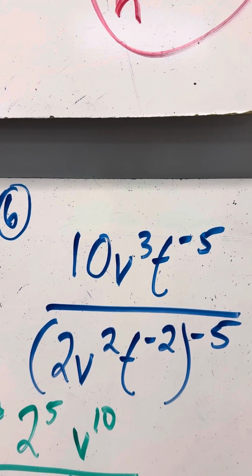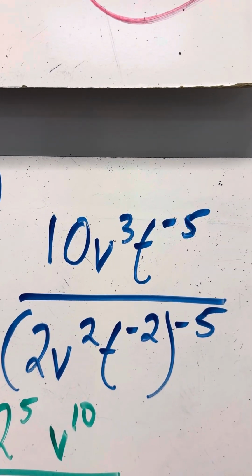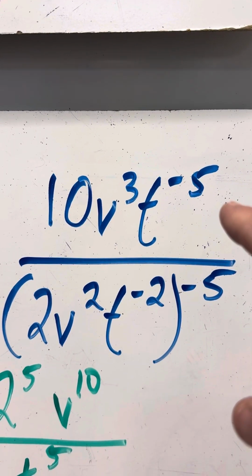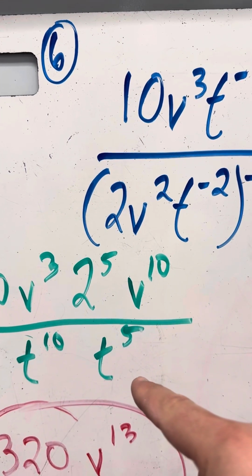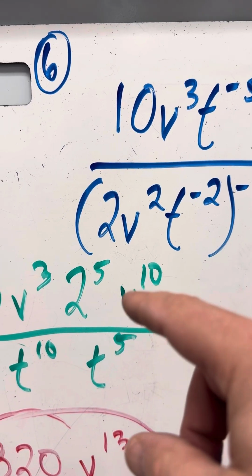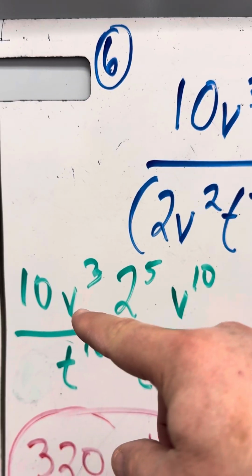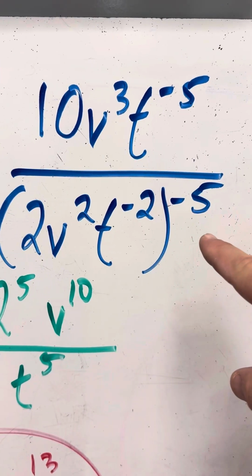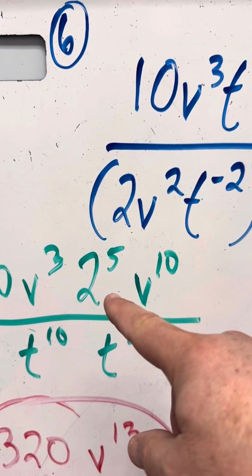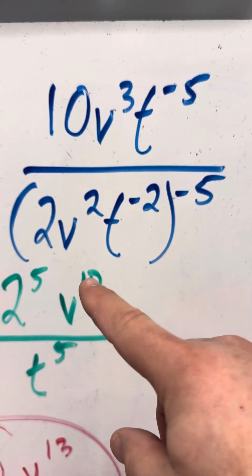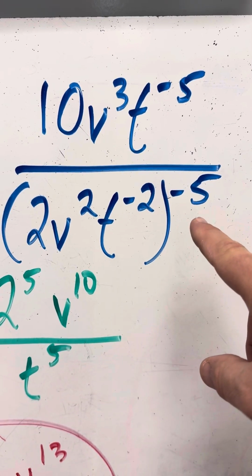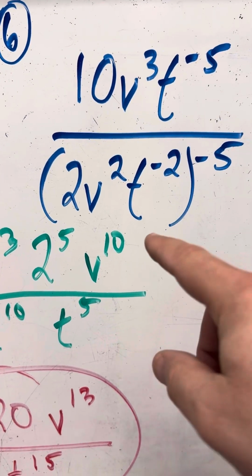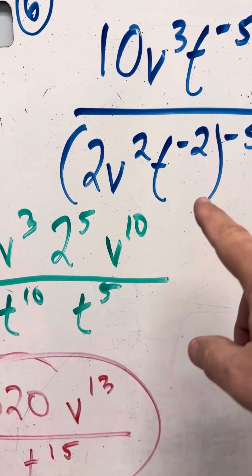Okay. I'm going to take, in this problem, I'm just going to start by putting t to the negative 5th on the bottom. I'm going to get t to the 5th. Okay. I leave the 10 and the v to the 3rd, I leave that alone. This 2 is to the negative 5th power. I'm going to move it to the top and make it 2 to the 5th. v to the 2 times negative 5 is negative 10 on the bottom. I'm going to move it to the top and make it v to the 10. t to the negative 2 times negative 5 is positive 10 on the bottom.